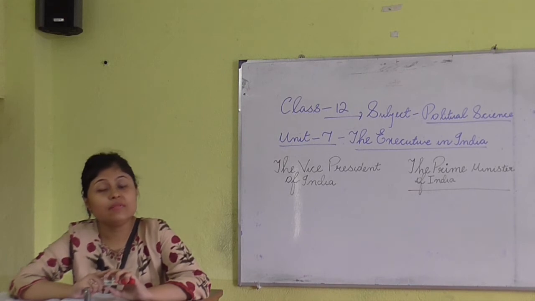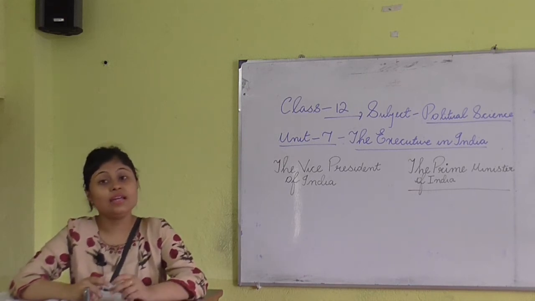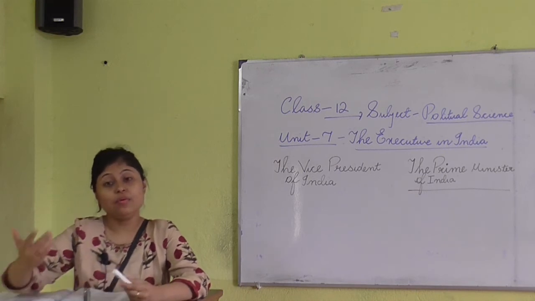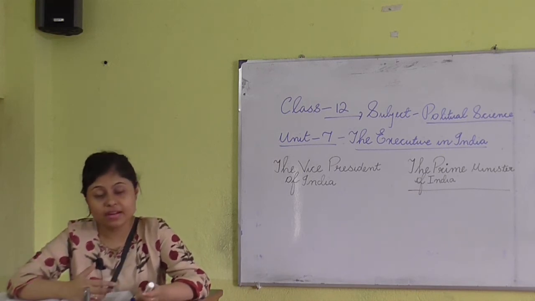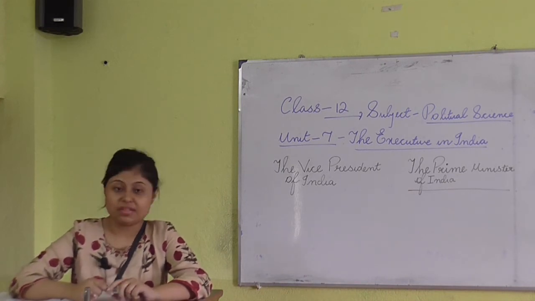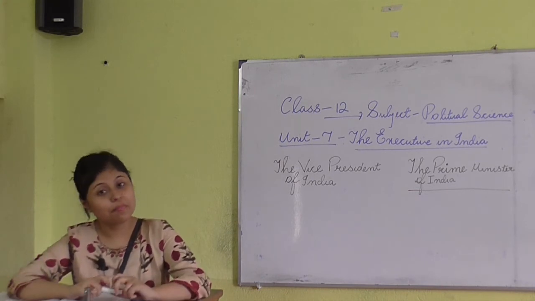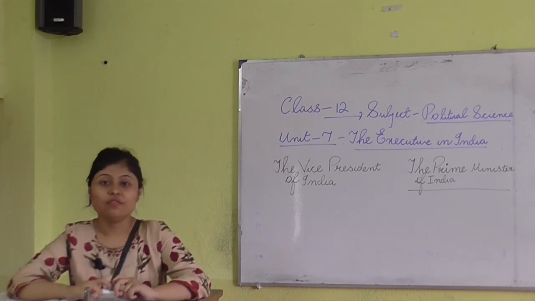And at last, we will come to the deputy ministers. Deputy ministers do not have any independent ministry. They do not have any independent charge. They are attached to some cabinet ministry. Now, what are the functions of the Prime Minister with respect to the Council of Ministers?